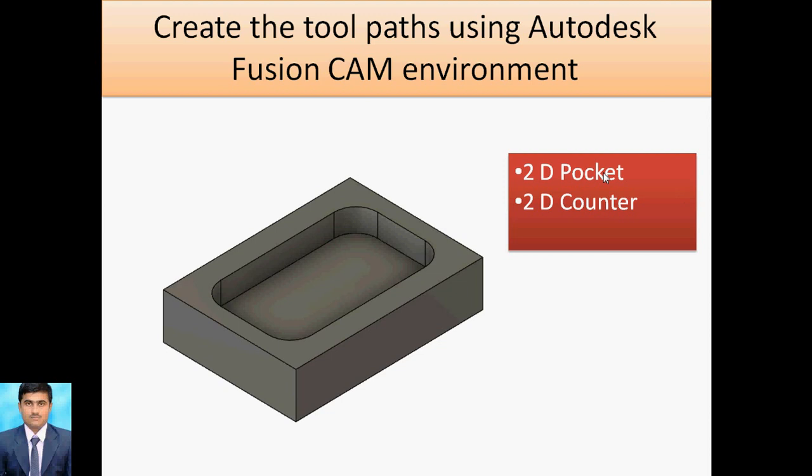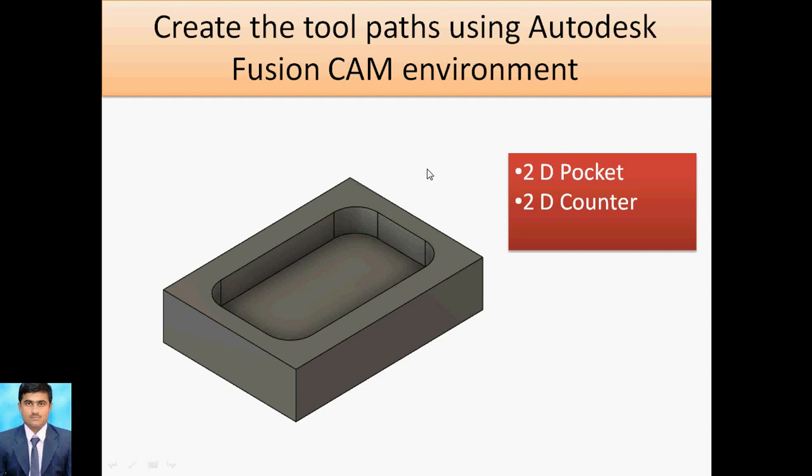Here we can clear the cavity which is inside the component, and we have to clear the inside boundary, that is nothing but 2D pocket. The next operation is 2D contour. With the help of 2D contour we can remove the outside of the boundary. So this is regarding the operations. Here we have to create a toolpath and export the NC code for CNC machining.